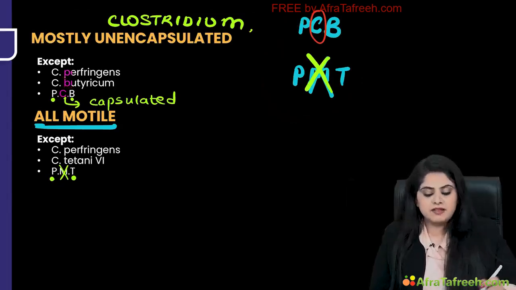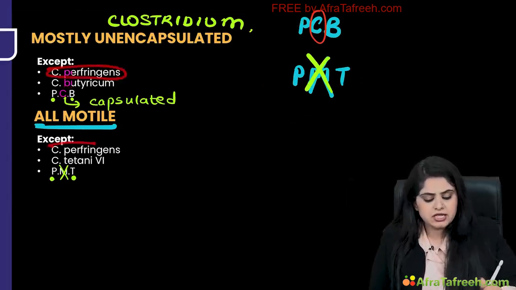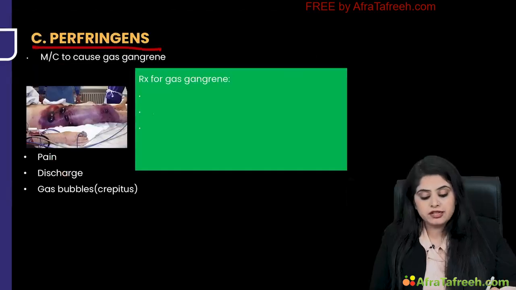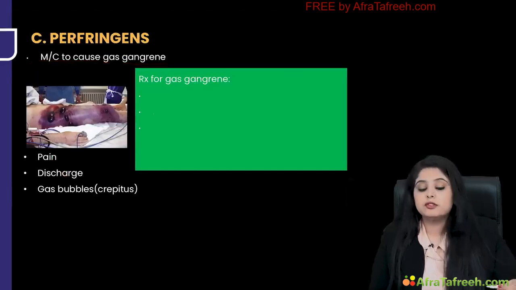Now let's start one by one. Let us start with perfringens, because it is an exception everywhere. This is the one that has a capsule. This is the one that is not going to be motile. So what does it cause, guys? It's one of the most common causes of gas gangrene.